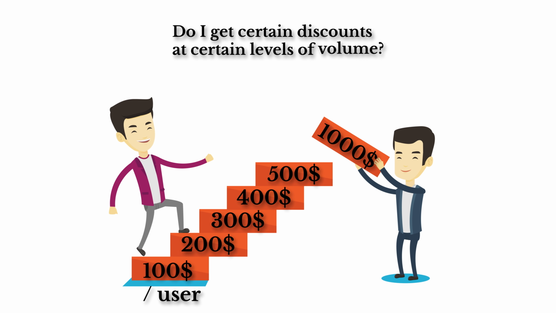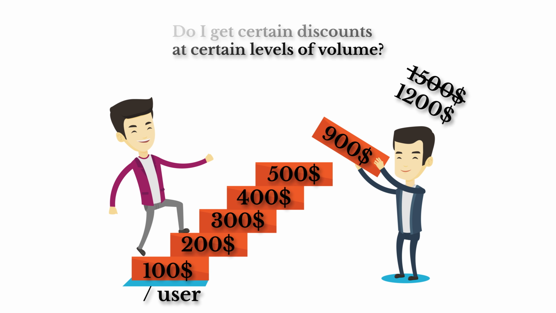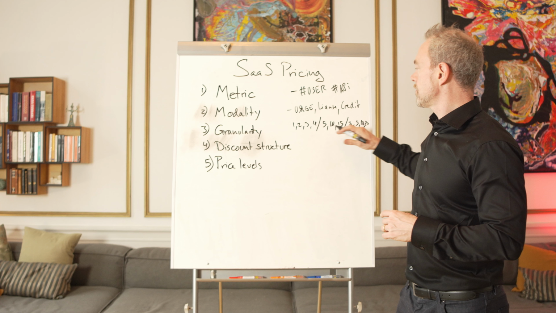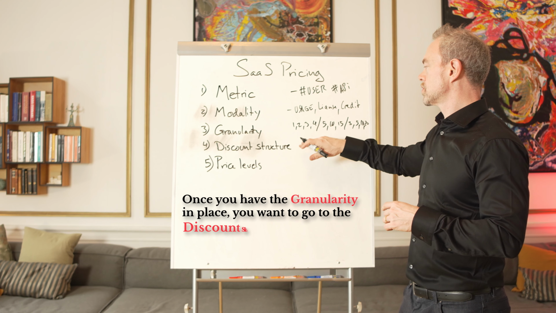Or do I get certain discounts at certain levels of volume, where we say, well, it's 500, and then this is not 1,000, this is maybe 900 because I'm getting a little bit of a volume discount. And then 1,500 we will only charge, well, 1,200 for that and so forth. So the discount structure has to be decided here. Once you have the granularity in place, then you want to go to the discount structure.